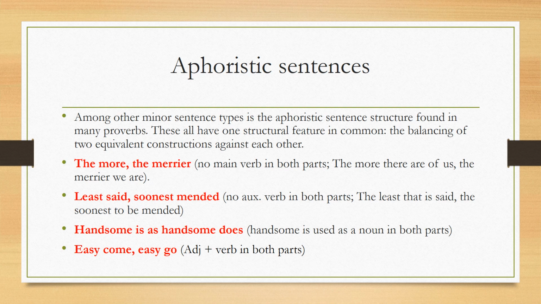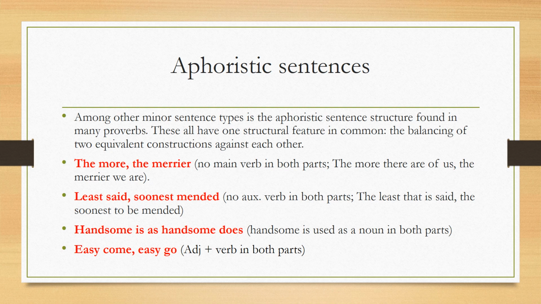Number 3, or the third type of the minor sentences in English, is called the aphoristic sentence. The aphoristic sentence is a sentence whose structure is unique, and it is mainly found in proverbs. So, what is this unique structure that we can find in the aphoristic sentence? The aphoristic sentence, in fact, is a sentence that consists of two equivalent parts. Two similar parts in structure.